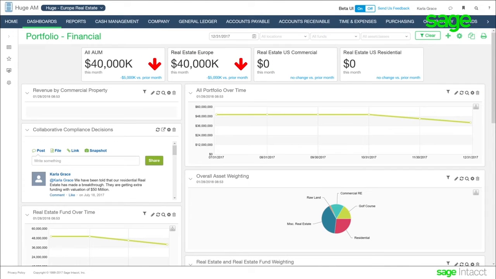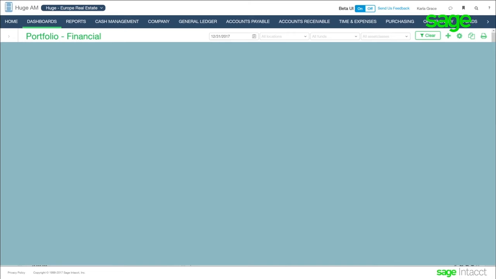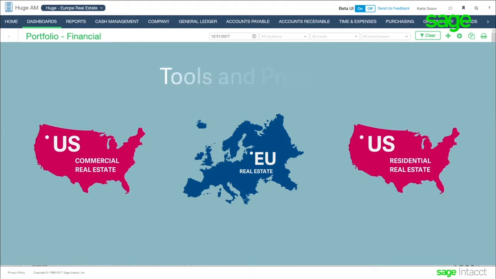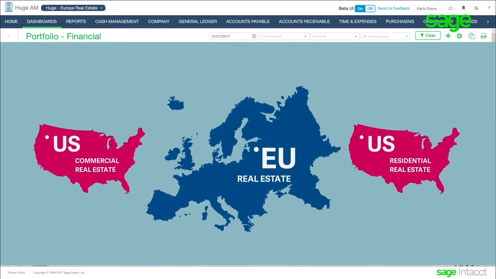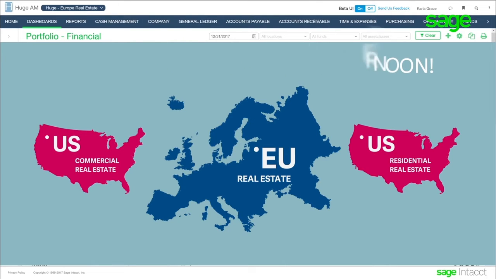Let me briefly show you how Sage Intacct keeps you in control across funds in your real estate investment trust. In this simple example, a growing real estate investment trust has 3 funds for a client, dealing with U.S. commercial real estate, European real estate, and U.S. residential real estate. The tools and processes are equally applicable to different kinds of funds in different locations. The recent passing of Brexit has caused concerns about the European fund and how it's impacting the portfolio overall. A board meeting scheduled for next week has been moved up to this afternoon.